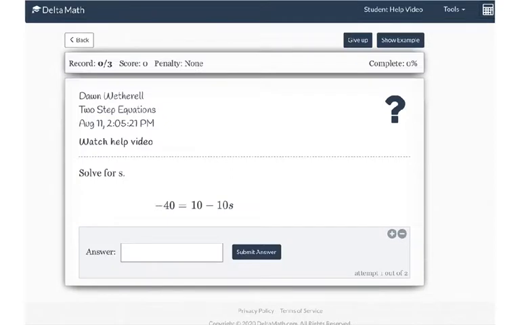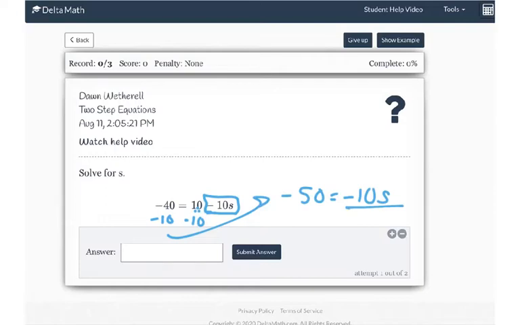Hopefully these are easier. So solve for s. This is just 2 steps. Okay, I've got a negative 10s here, and I've got a 10 on that same side, so I need to get rid of a positive 10. I'm going to subtract 10 from both sides. So it gives me a negative 50 equals a negative 10s.